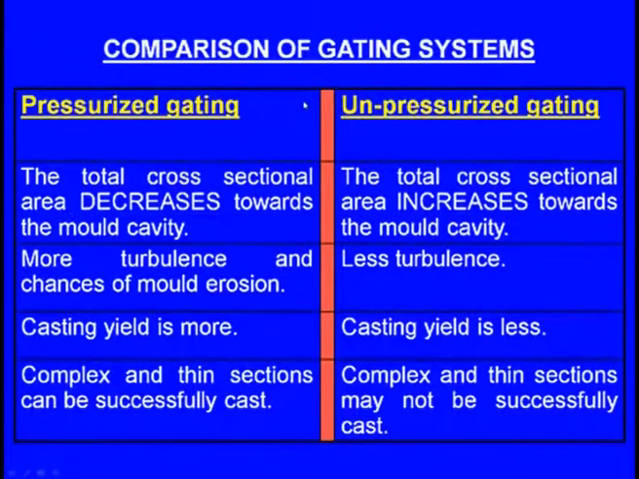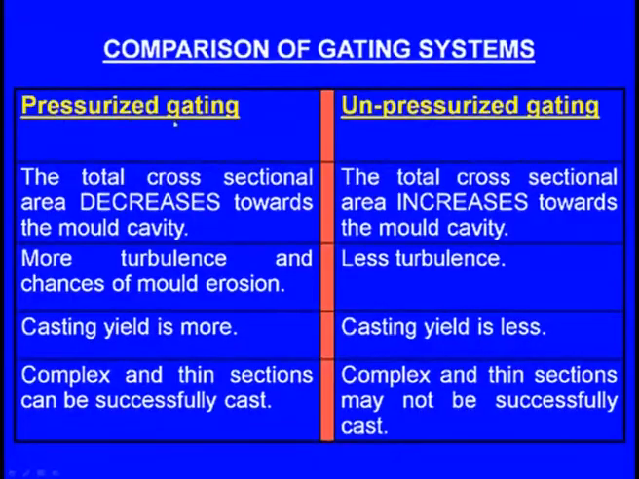Now, comparison of the gating systems. So, here we see the comparison and the differences of these two systems. Here let us see the merits and demerits of the pressurized gating system, and here we see the merits and demerits of the unpressurized gating system. In the case of the pressurized gating system, the total cross sectional area decreases towards the mould cavity. That is why the pressure will be increasing as the molten metal is entering into the mould cavity.